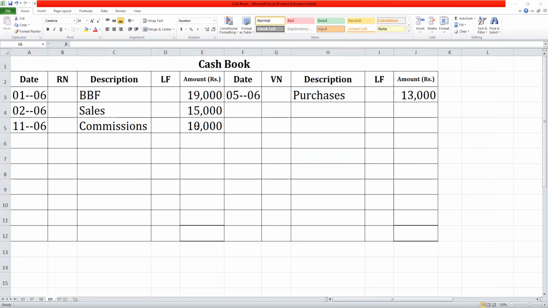After the 11th, the next date is the 14th. It is rent. The rent account is debited. So the cash book has to be credited. 14th of June, rent. It is 8,000. Okay? Great.